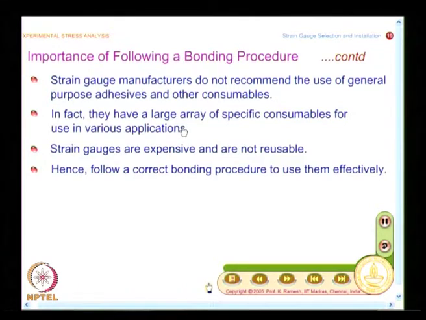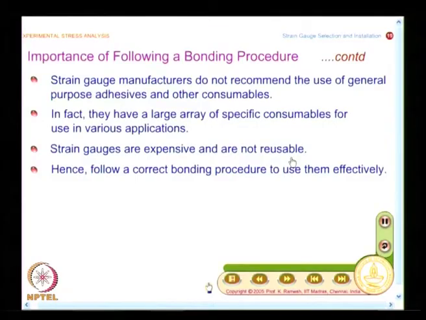And you should also keep in mind strain gauges are expensive and they are not reusable. So, if you do a faulty bonding, it is not that you remove the strain gauge and restart the procedure of bonding, it is not possible. The moment you paste it, the strain gauge is lost and it is expensive. So, this emphasizes the need for following a correct bonding procedure, so that you use them effectively.